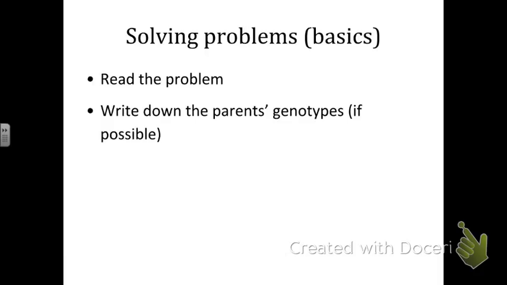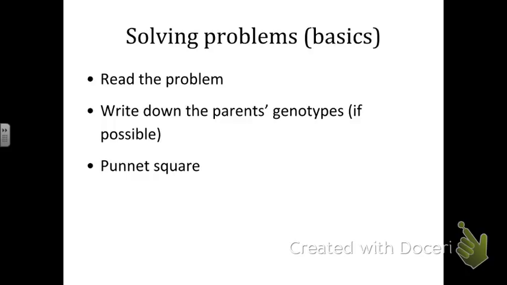All right, so the steps are a lot like dealing with a word problem in math class. You've got to read the problem and pull out the important information. Now, if possible, if the parents' genotypes are indicated or alluded to in the question, you want to write those down. I still write those down after so many years of doing genetics problems.